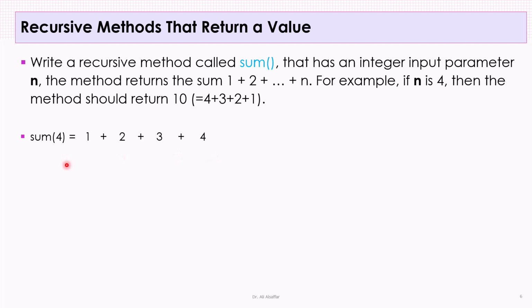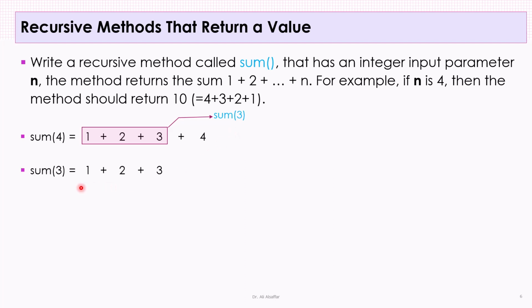Now we need to find a subtask that finds the sum for smaller numbers. If sum 4 is equal to 1 plus 2 plus 3 plus 4, then we can consider that 1 plus 2 plus 3 is in fact the returned value when we call the method with input parameter 3. So for sum 4, it does not add all numbers. It adds 4 plus the returned value when we call the method with input 3.